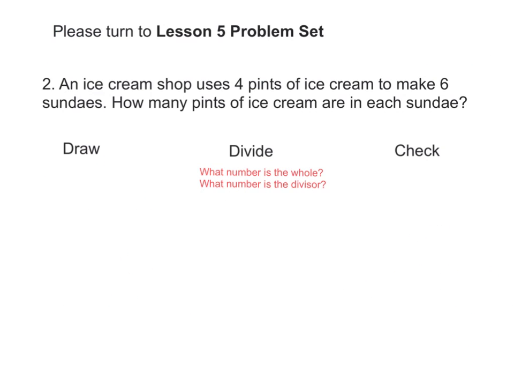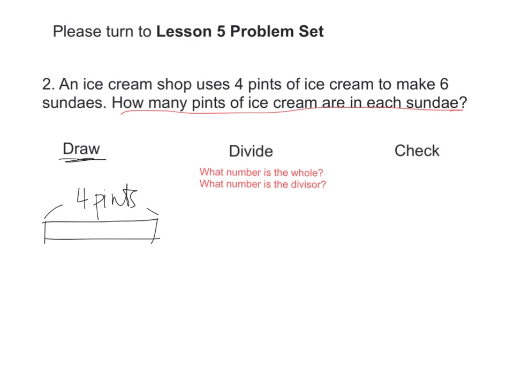Uses 4 pints of ice cream to make 6 sundaes. How many pints of ice cream are used for each sundae? Yeah, we're trying to figure out how many pints of ice cream are in each sundae. So let's go ahead and draw a picture first. Label your paper draw, so you know that you're drawing. And how much ice cream do we have all together? 4 pints. So my tape diagram, I should label it what? 4 pints.